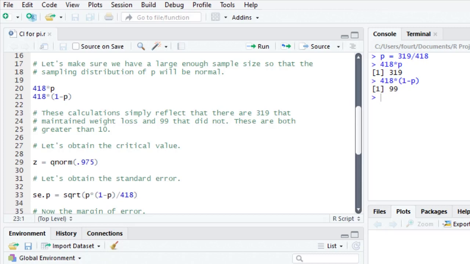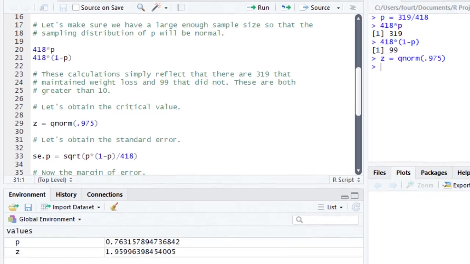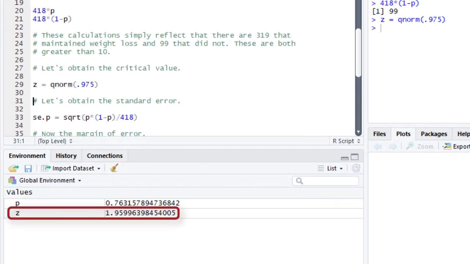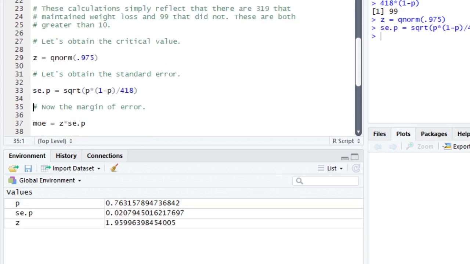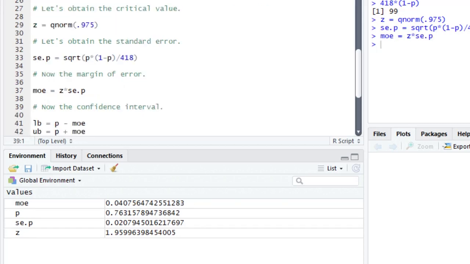That means that I need 0.025 in each tail of the distribution, so I'm going to look for an upper tail critical value by using qnorm(0.975). And that critical value is a number that you're probably starting to become familiar with now. It's 1.96. Let's obtain the standard error. That's 0.0208. Now we can multiply these to get the margin of error. The margin of error for this study is 0.04.